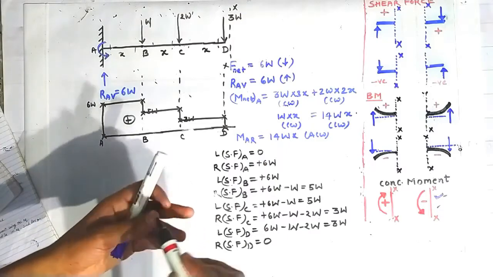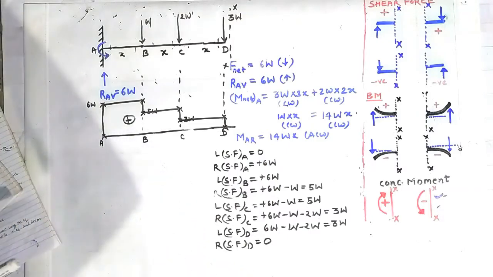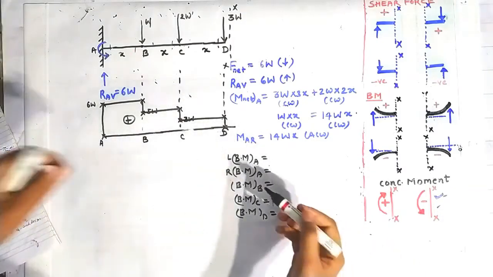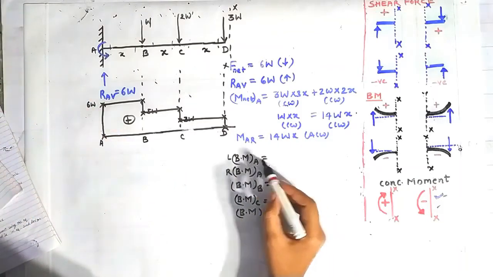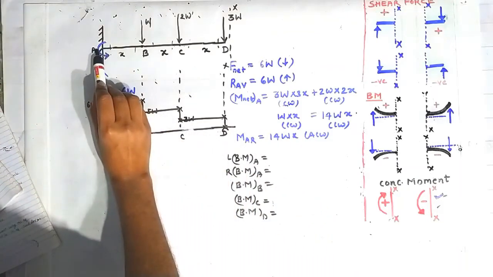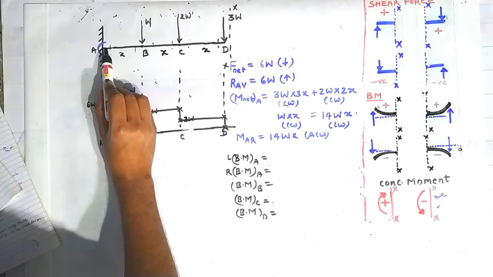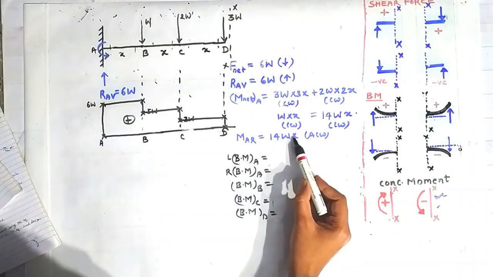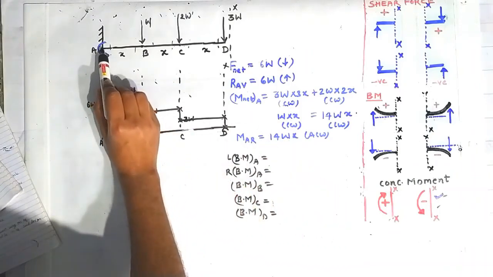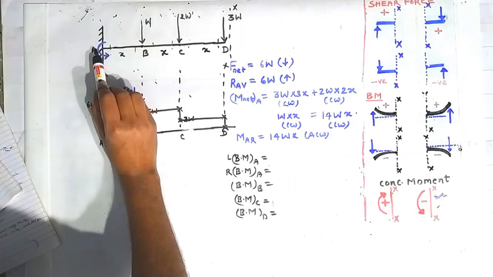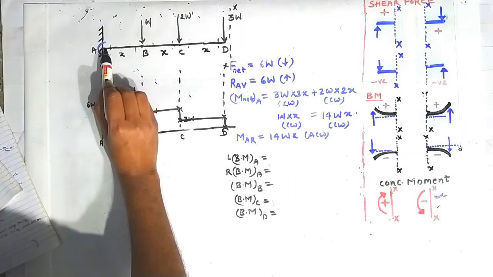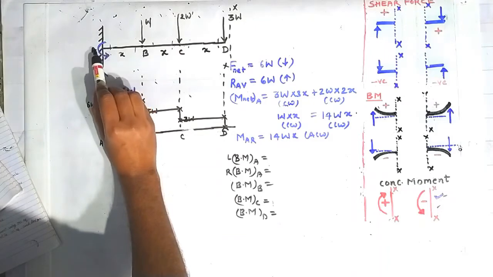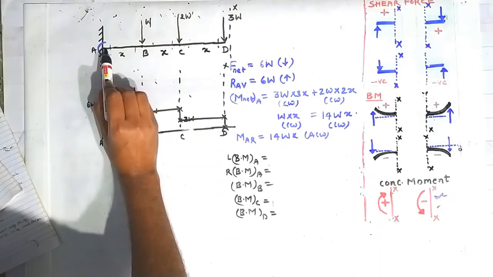Now friends, we will draw the bending moment diagram. Now friends, we will find out the bending moment at the point A. We have to find out the bending moment on the left side of the point A and on the right side of the point A. Why? Because there is a concentrated moment of magnitude 14 Wx acting in anti-clockwise direction at the point A. That's why the bending moment will change suddenly when going from left side of the point A to the right side of the point A. That's why we have to calculate the bending moment on the left side of the point A and on the right side of the point A.